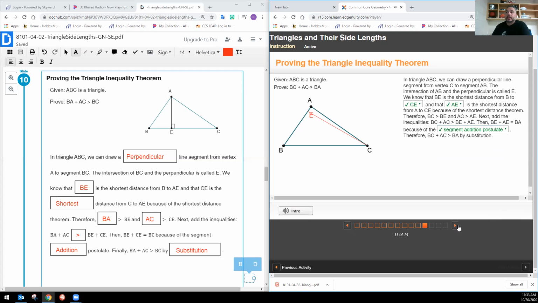The sum of the lengths of the two sides of a triangle will be greater than the length of the third side. Very tricky.